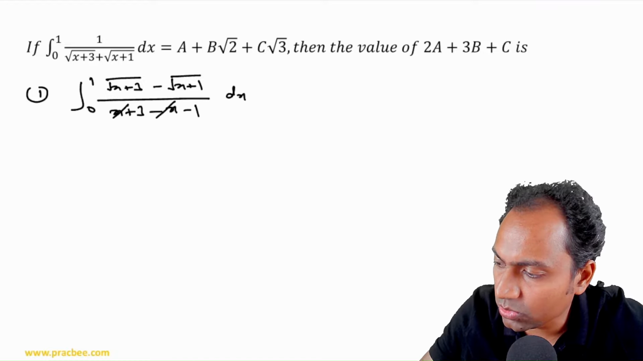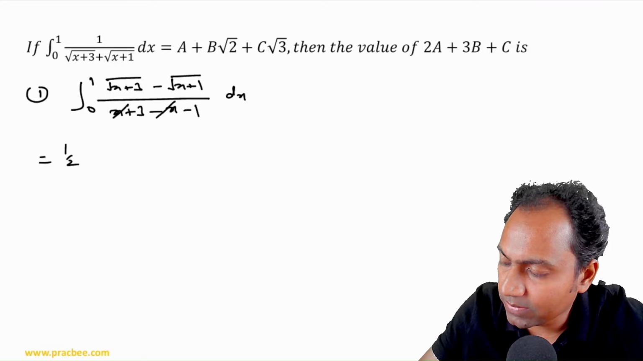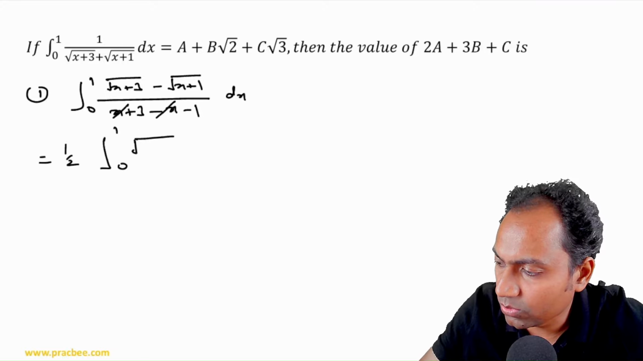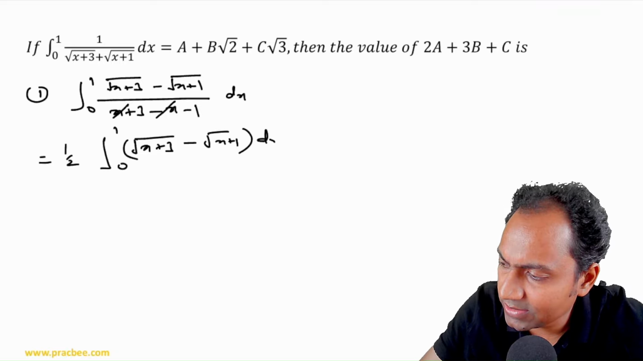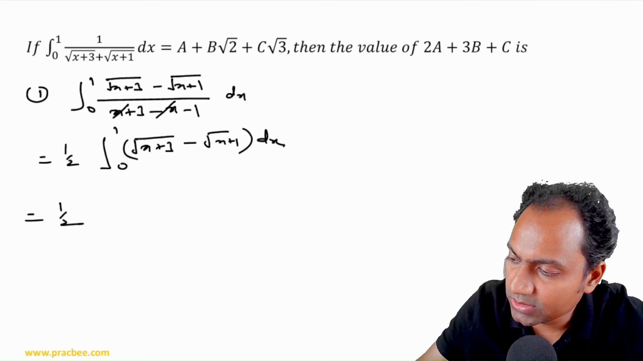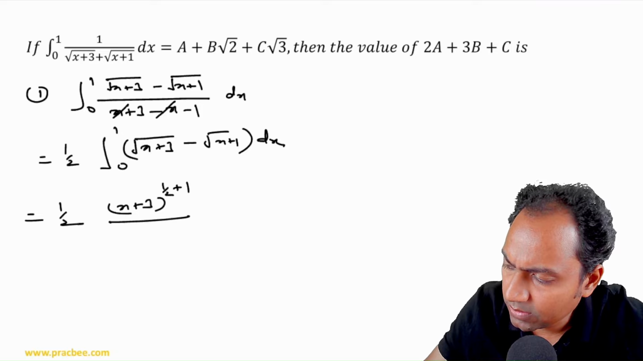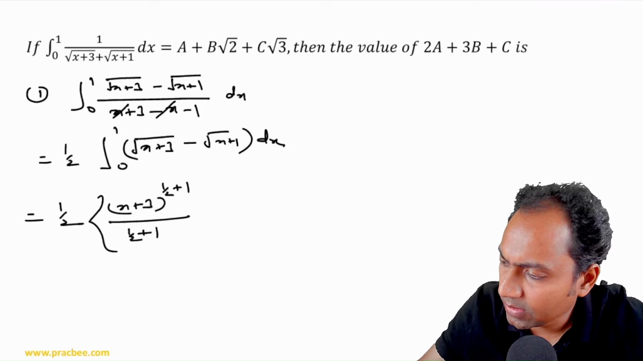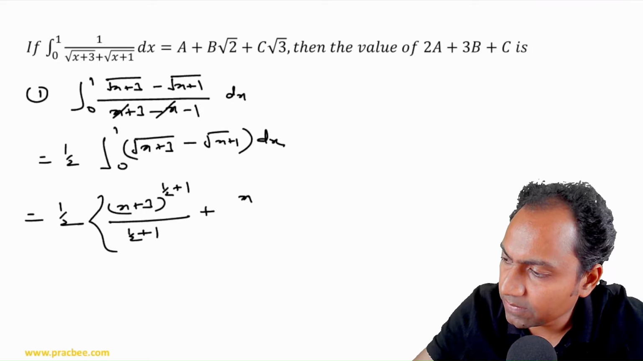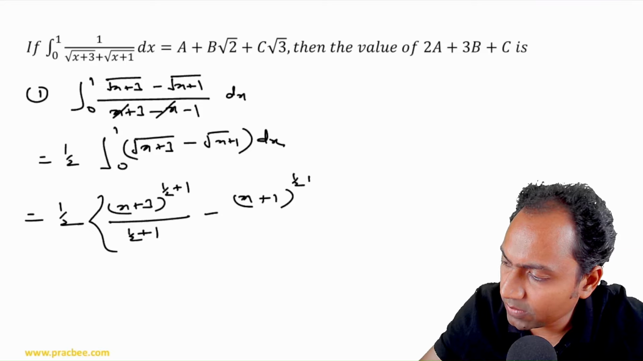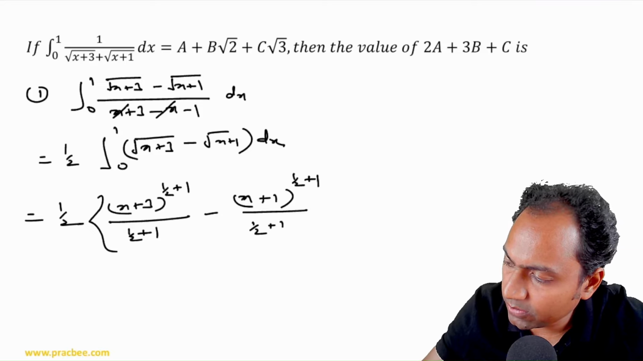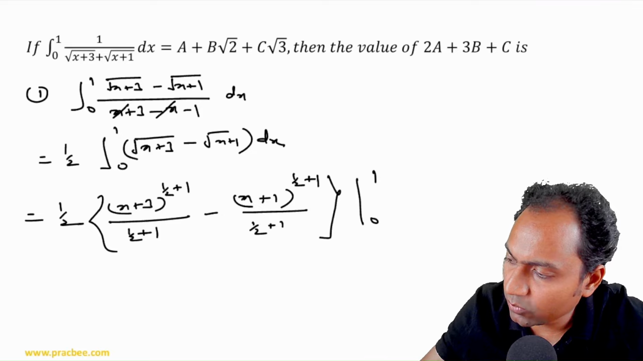And once you do so, what we are getting is nothing but 1 by 2 outside, 0 to 1, root of x plus 3 minus root of x plus 1. Again, a very simple question. So if I do this, what I will get is nothing but (x plus 3) raised to the power 1 by 2 plus 1, by 1 by 2 plus 1, and then minus (x plus 1) raised to the power 1 by 2 plus 1, by 1 by 2 plus 1. And now we can put the values 0 to 1.